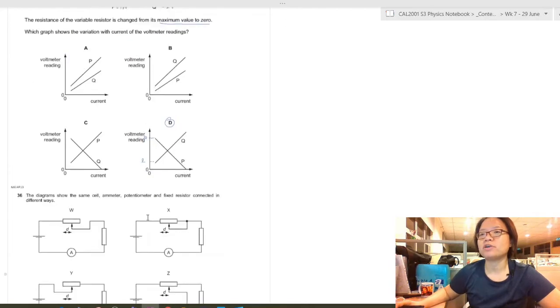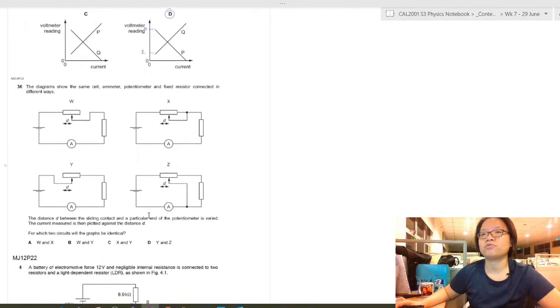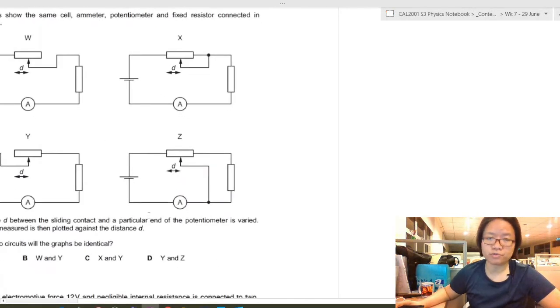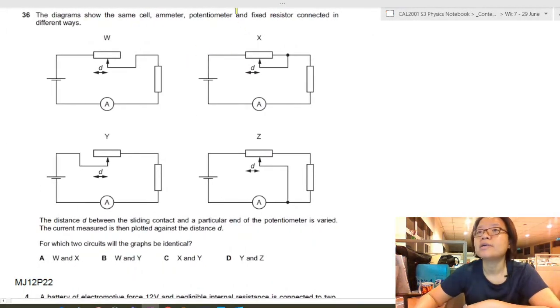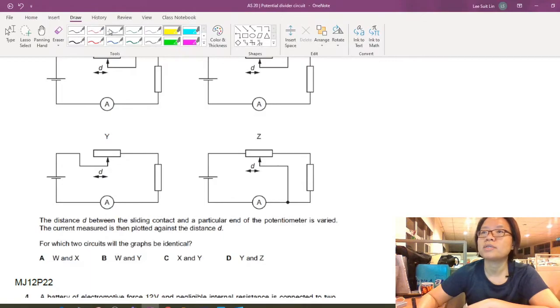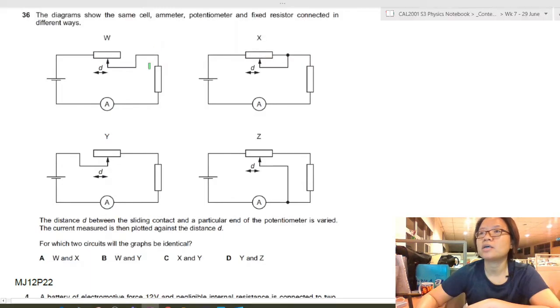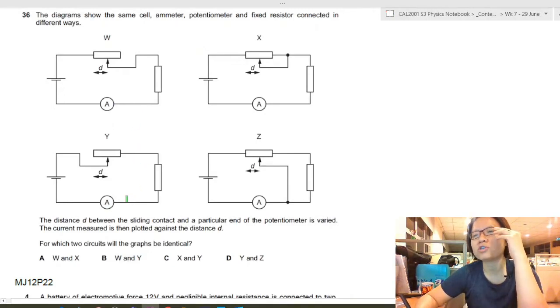All right, moving on. This one is also frequently asked. When I say frequently asked, I mean students frequently ask me. So in this one, there's a power supply, potentiometer, and a fixed resistor. The distance D between the slider, the sliding contact, and a particular end of the potentiometer is varied, so I'm changing the value of D.